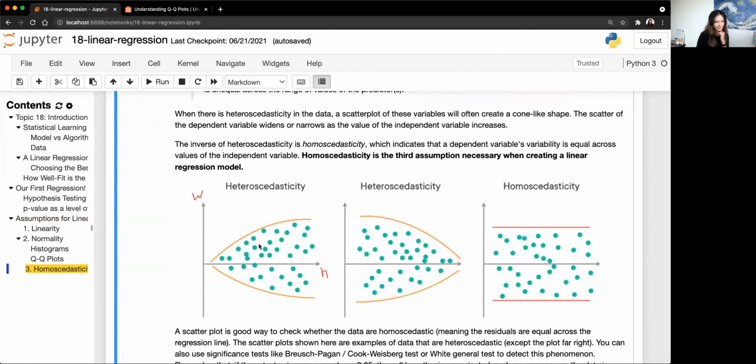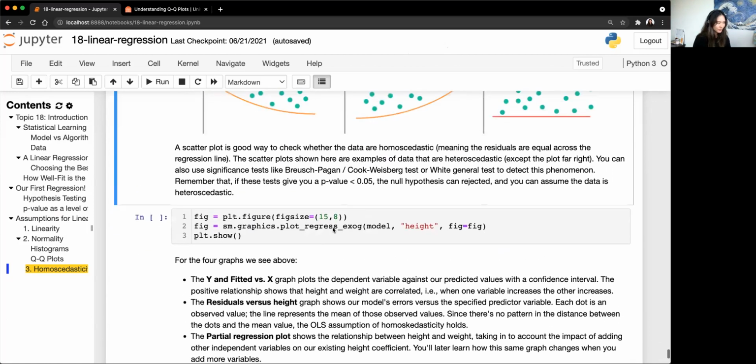A heteroscedastic plot is saying that for lower values of height, weight varies less than at higher values of height. That's heteroscedastic. What we want is homoscedasticity, where it's equal variance throughout. Now, even though I just said weight and height here, this is more in the context of your residuals as well. So what does that mean?